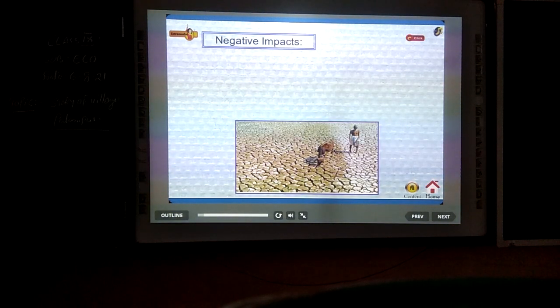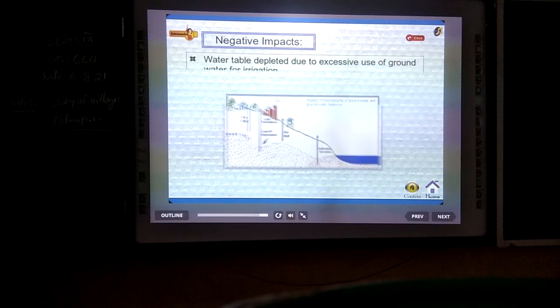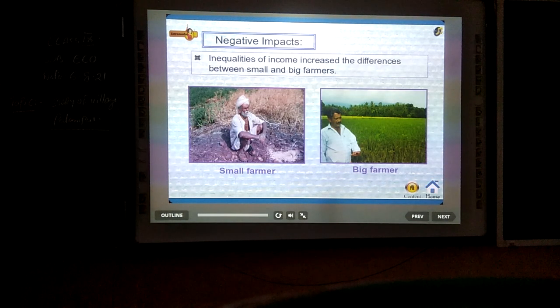Everything comes with a cost. Let's look at the negative impacts. Chemical fertilizers contaminate groundwater, rivers and lakes. Water table depleted due to excessive use of groundwater for irrigation. Inequalities of income increase the differences between small and big farmers.